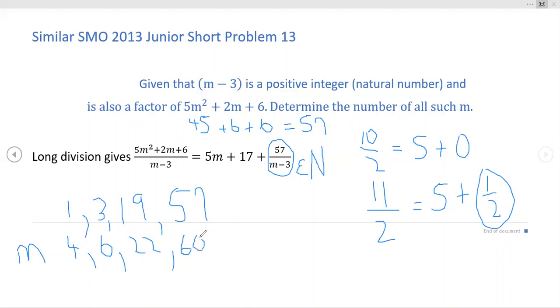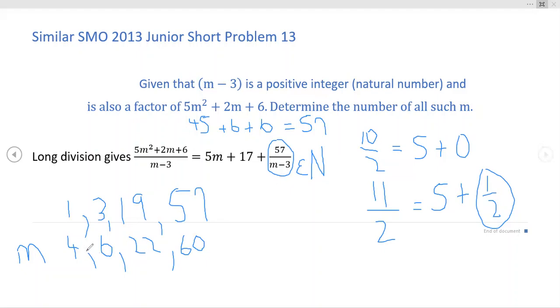So again, y'all, what I'm doing here is 60 minus 3 is 57. So that would give us 17 plus 1 is 18. This would be a factor in a non-fractional form. Okay, and then the same thing for 22. 22 minus 3 is 19. 57 divided by 19 is 3. 6 minus 3 is 3. 57 divided by 3 is 19.